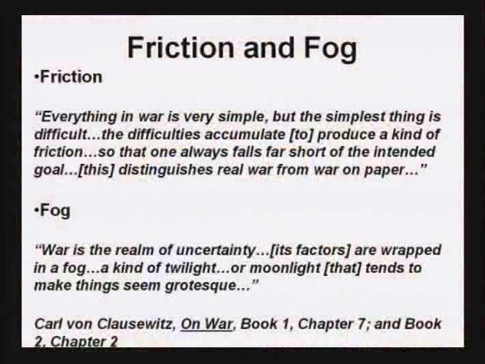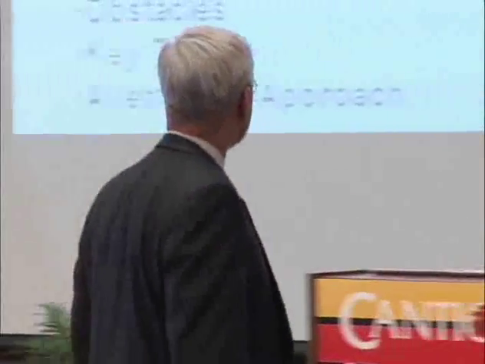More quotes from Clausewitz, equally important. Everything in war is very simple, but the simplest thing is so difficult, and the difficulties accumulate to a kind of friction in which one always falls far short of the intended goal. And anybody who's even tried to move a platoon through a thickly vegetated area in the middle of the night in the days before night vision devices and GPS will know that everything in military operations, although simple, is tremendously difficult. Move these 30 people from here over to the top of that hill.